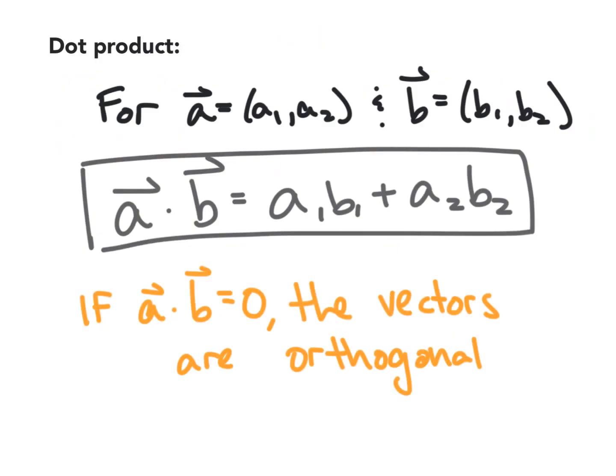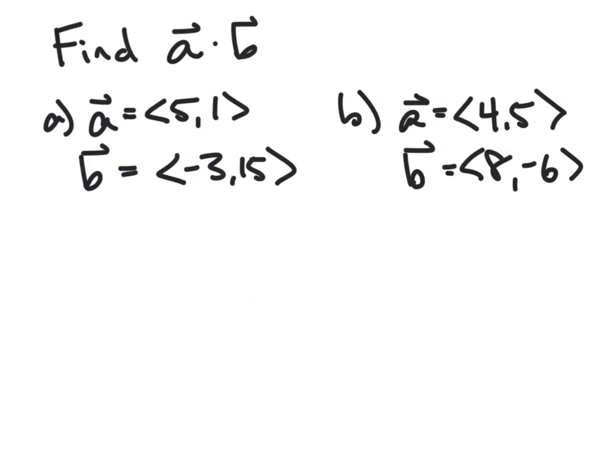Okay, now we have the dot product. For a with these components and b with these components, you just multiply the corresponding components and then add them together. And then if that equals 0, then we know that the vectors are orthogonal, which just means perpendicular. So let's find a dotted with b for each of these cases.